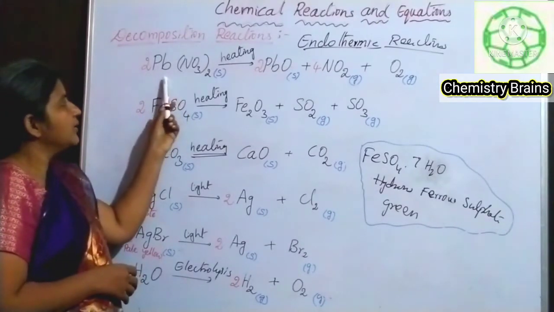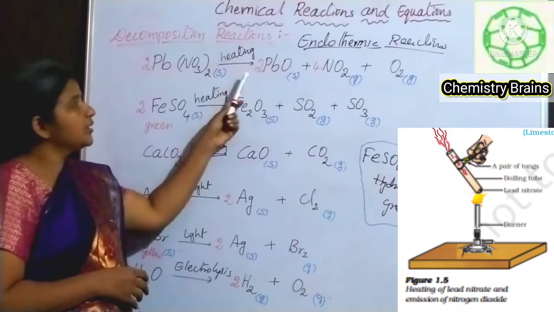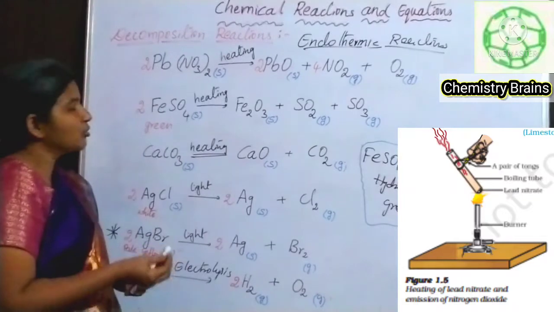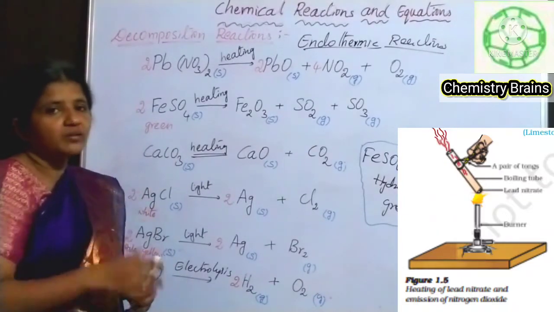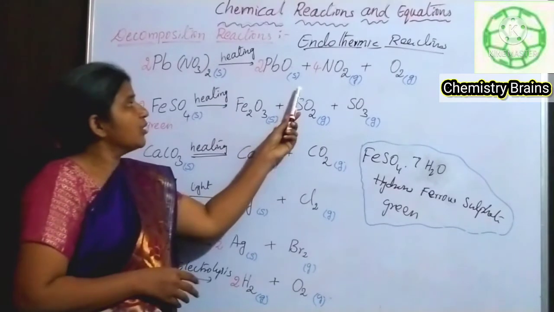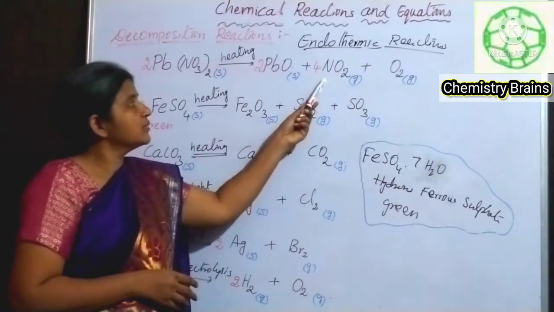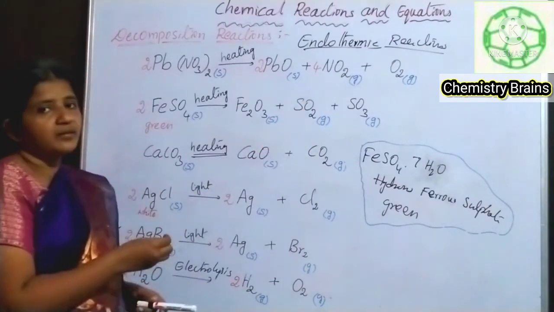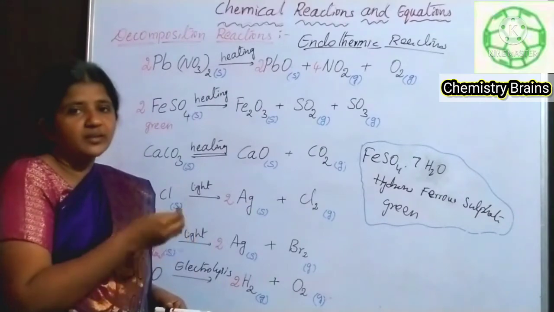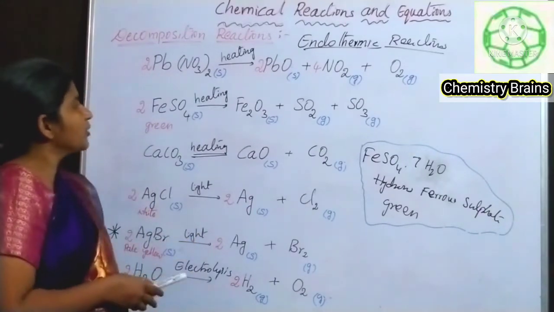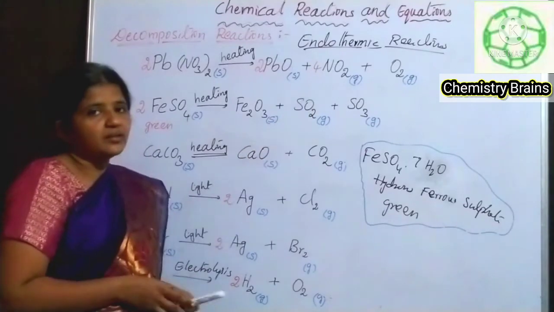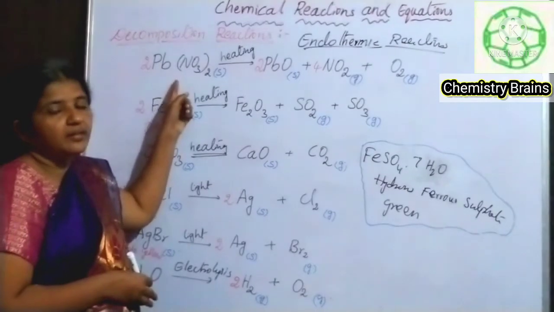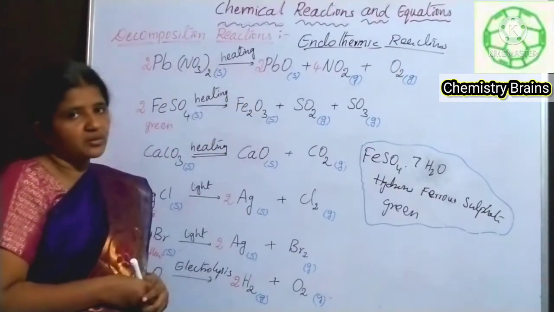Look at this reaction. Lead nitrate on heating decomposes to lead oxide, nitrogen dioxide and oxygen. If you take some amount of lead nitrate in a test tube and heat it, what will happen? Reddish brown vapors are produced because the nitrogen dioxide color is reddish brown. Reddish brown vapors indicate the presence of nitrogen dioxide. When we observe that color, we understand lead nitrate is decomposed to simple products on heating.